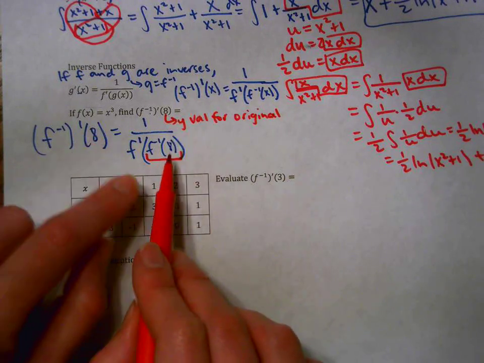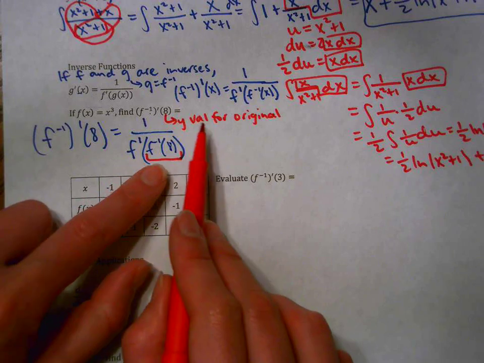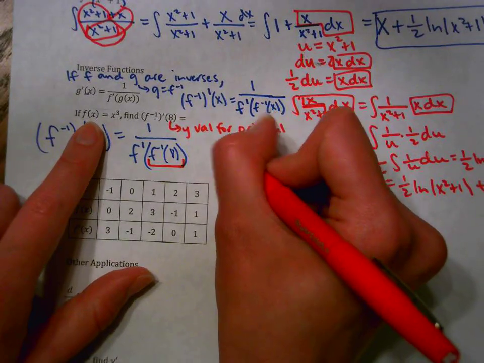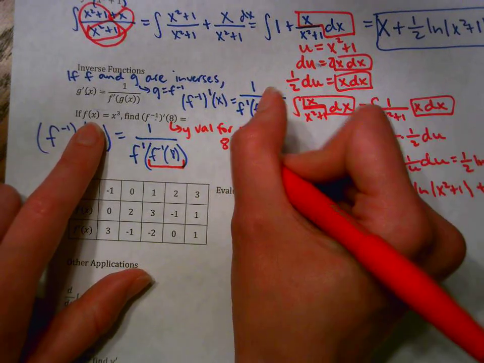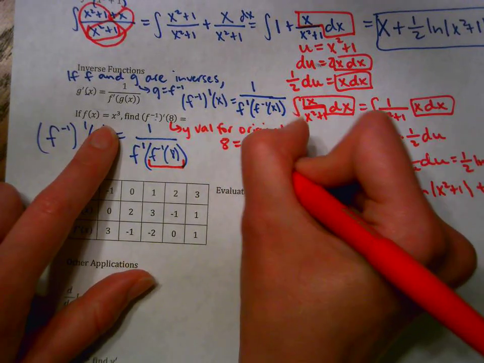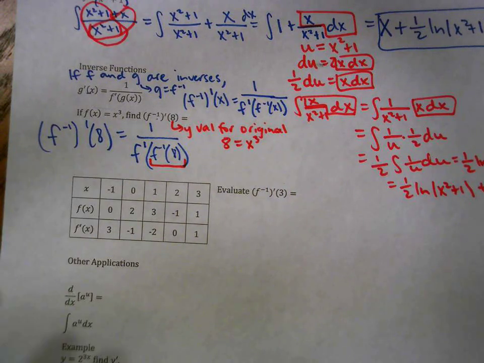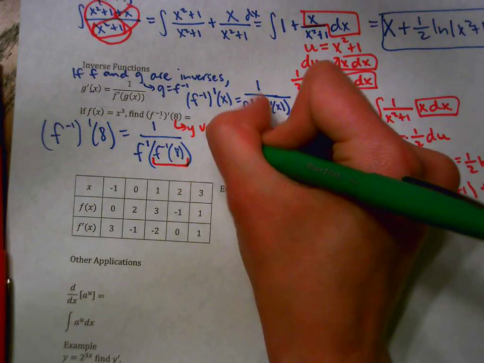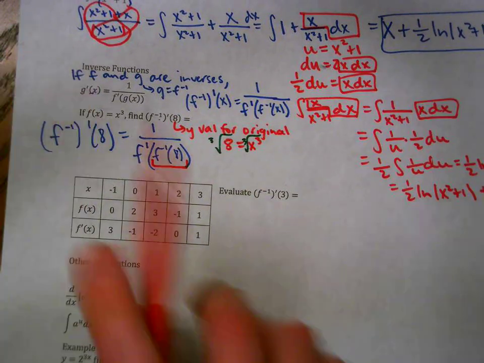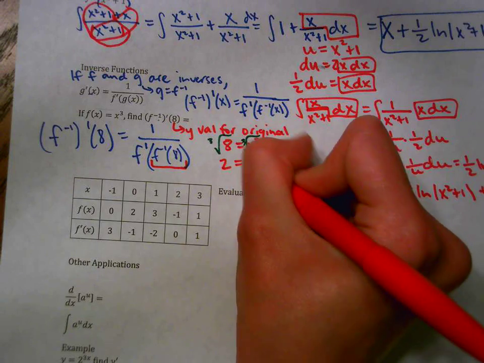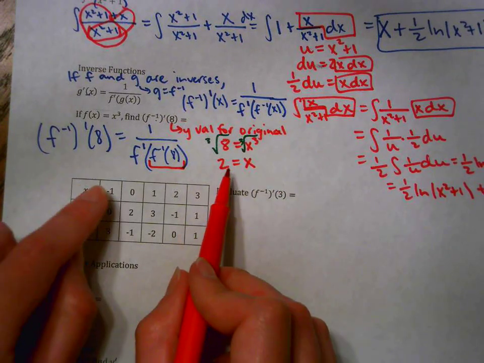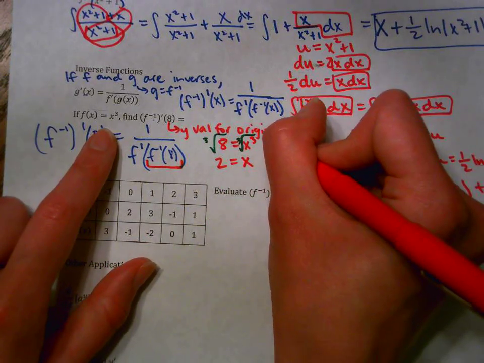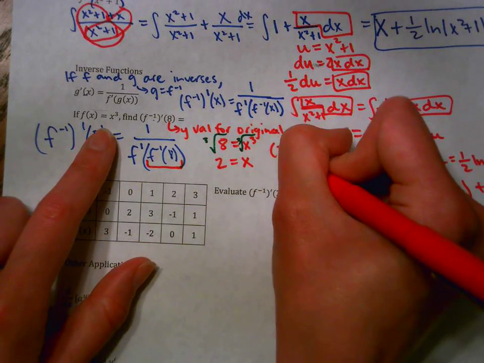So what we're going to do to find the inverse value at 8 is plug in 8 for the y value of the original. So that would be 8 equals x cubed, so then we're going to cube root it. And the cube root of 8 is 2, so x equals 2. So that means for the original f of x, the ordered pair is (2, 8).